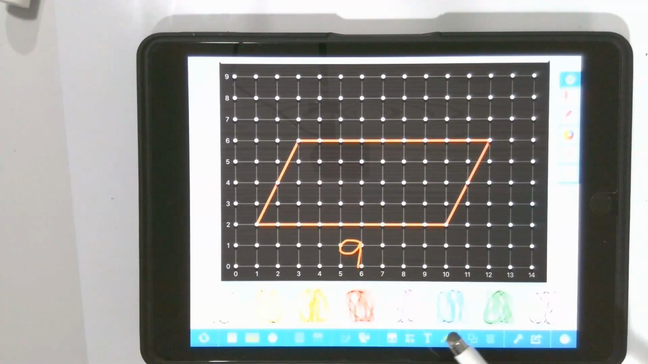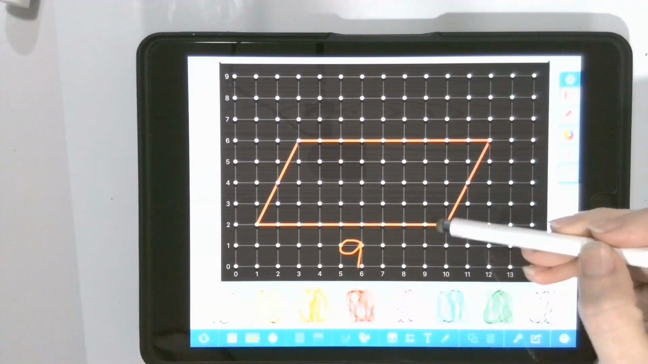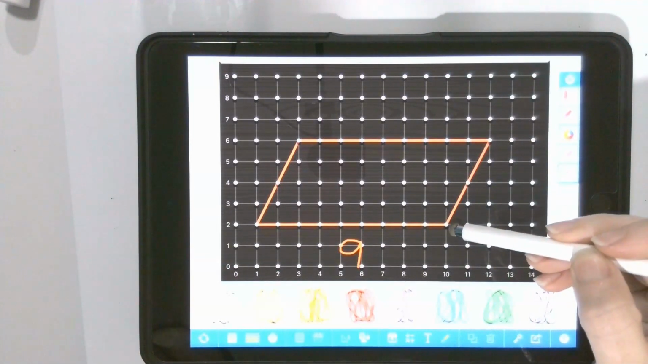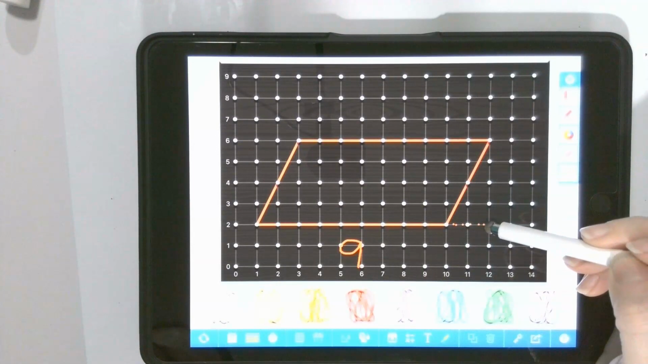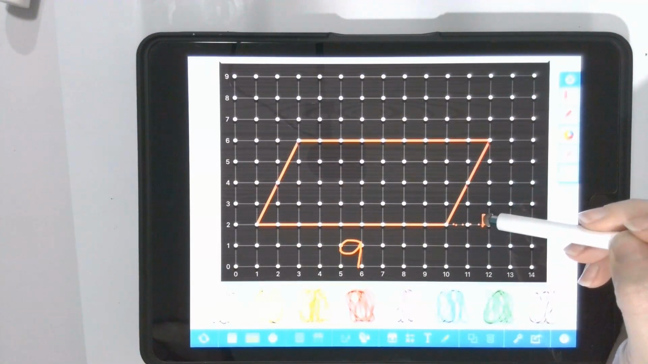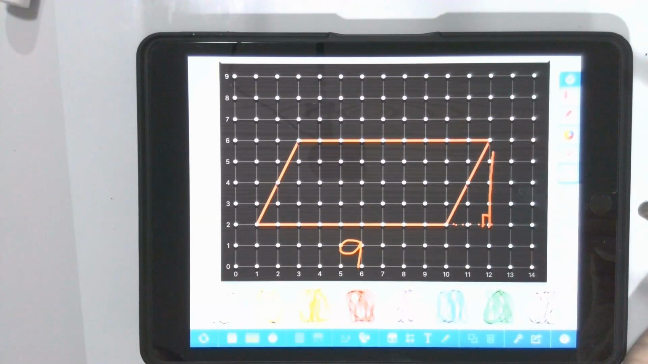Okay. And then we have a height. But height means perpendicular to the base. And this side is not perpendicular to the base. So what we're going to do is extend out this base in our thinking. We're not actually going to take a new measurement. We're just going to extend it in our thinking so that we can come off of that base and get a perpendicular line that is our height measurement.